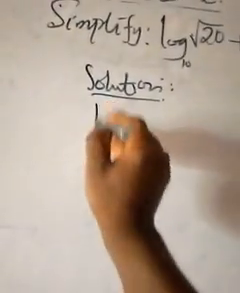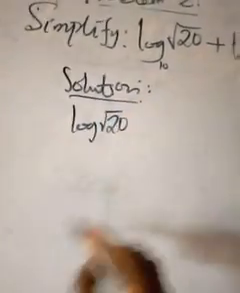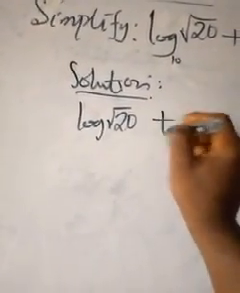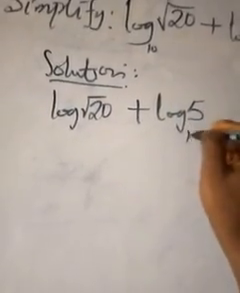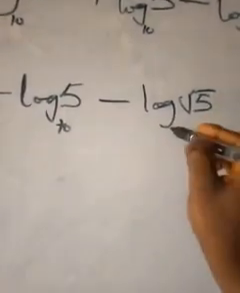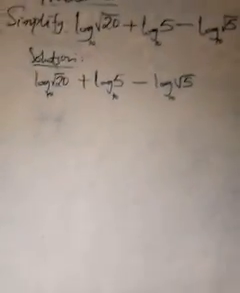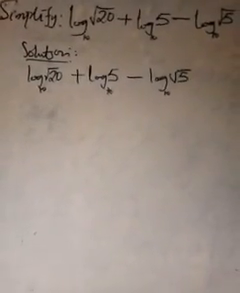Now we have log root 20 plus log 5 base 10, minus log root 5 base 10. As you can see, this one has already combined logarithm of product and that of division. Everything from here is logarithm of product, and this one is logarithm of division. So we now treat it this way.